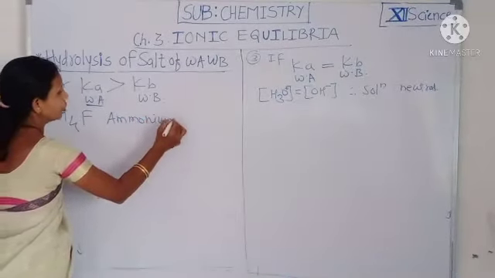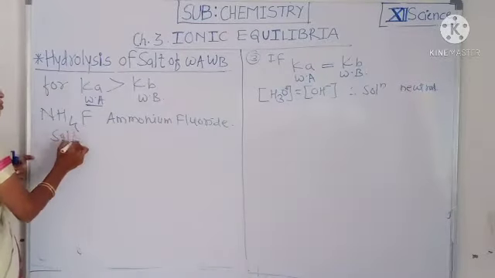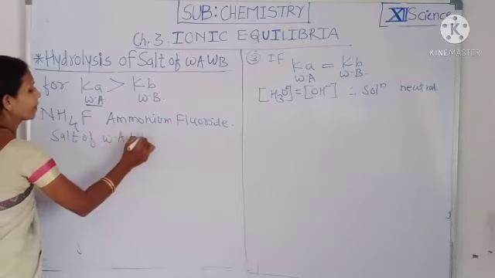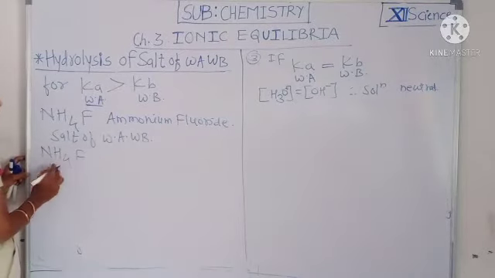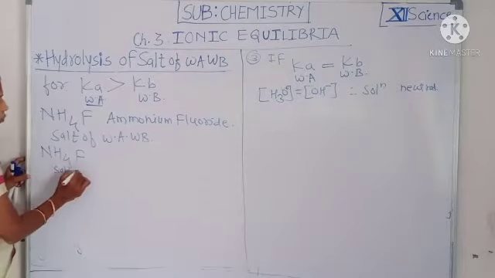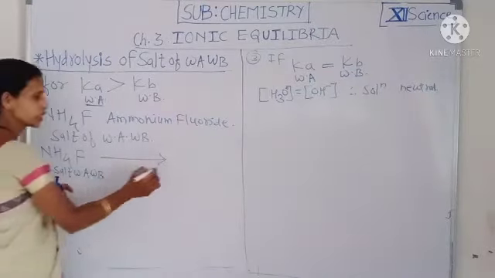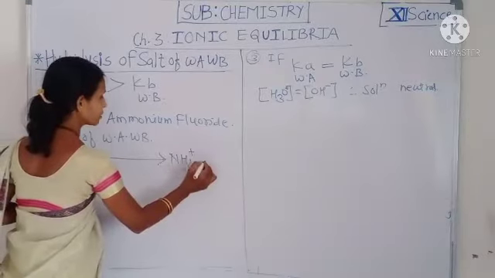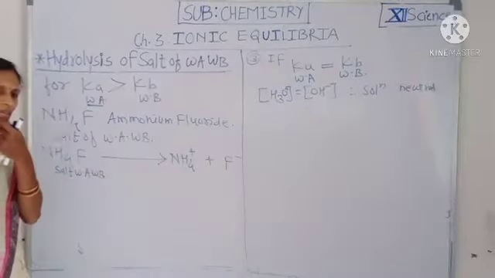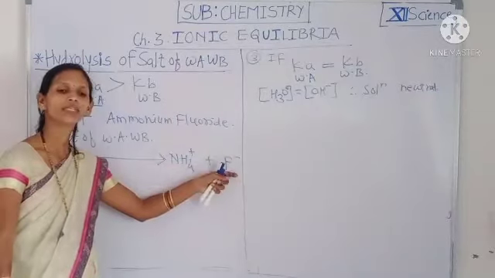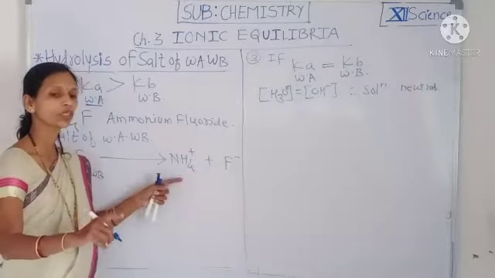Ammonium fluoride is a salt of weak acid, weak base. NH4F, that is a salt of weak acid, weak base, dissociates to give NH4 plus and F minus ions, and that NH4 plus ion as well as F minus ion both undergo hydrolysis.